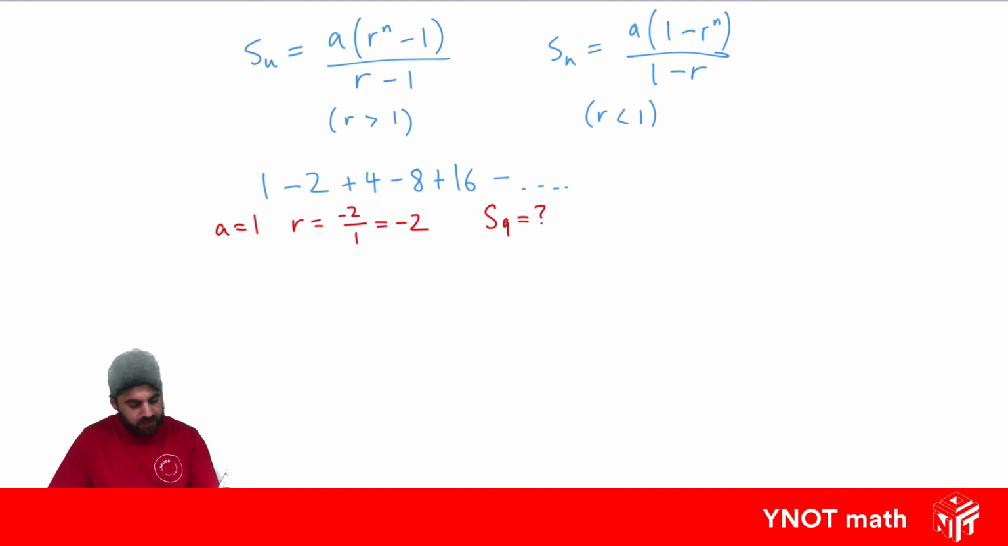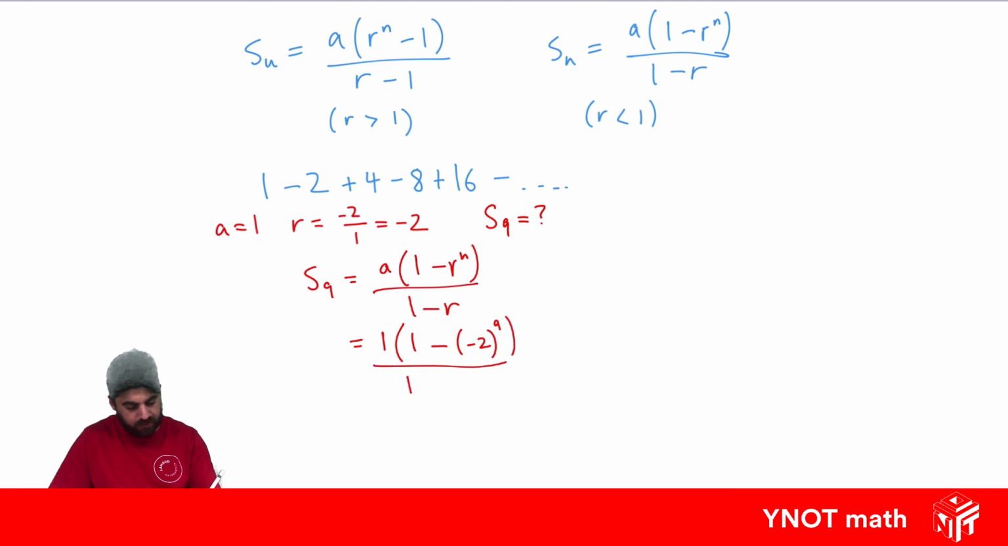So in this case, our r is less than 1, so let's use the second formula. So then the sum of the first 9 terms is going to equal a outside of 1 minus r to the n over 1 minus r. Our a is equal to 1, outside of 1 minus our r, which is minus 2, to the power of 9, divided by 1 minus our r, which is minus 2. And if we evaluate all of this, we'll get 171.